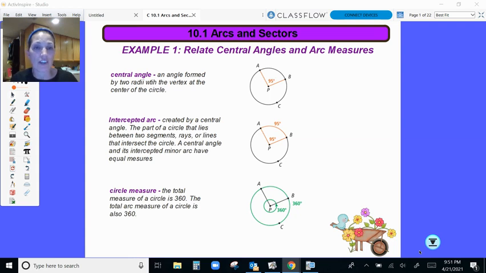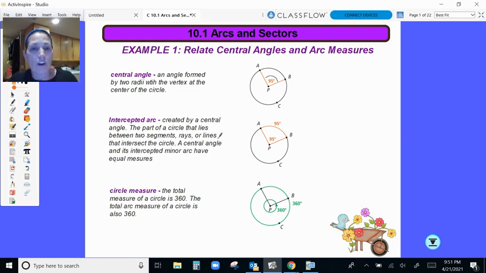So the first thing we have is a central angle, and that's an angle formed by two radii, so two radiuses, with a vertex at the center of the circle. So that's why it's called a central angle, because the vertex is on the center of the circle. Okay, so this is my angle right here, 95 degrees. That's formed with the vertex on the center of the circle.